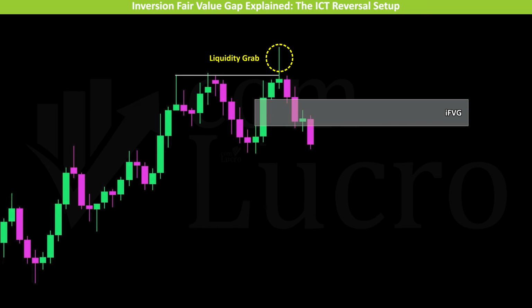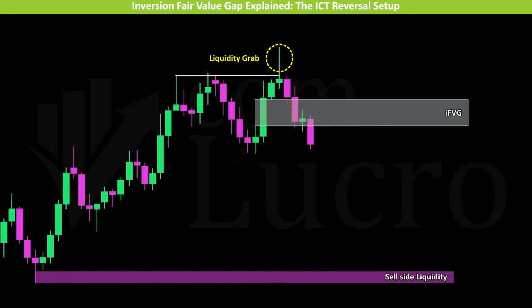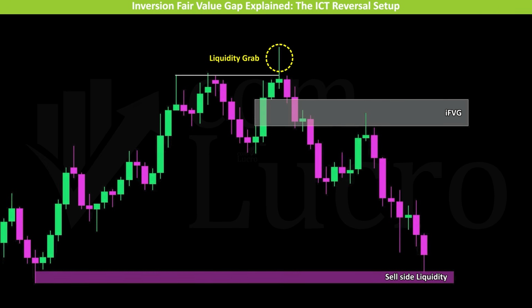The first scenario is when the inversion forms after a liquidity grab. This means price has already swept buy-side liquidity, triggering stop losses and trapping traders positioned in the wrong direction. After liquidity is taken, price often has a greater probability of moving towards sell-side liquidity on the opposite side. When an inversion FVG appears immediately after that sweep, it confirms the momentum shift and signals a potential reversal. The combination of a liquidity grab followed by an inversion is a very powerful setup.